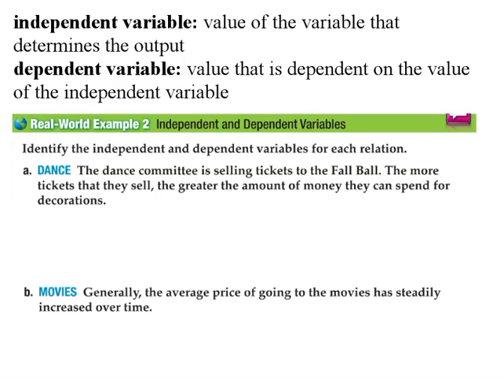An independent variable is the value of the variable that determines the output. So it's the one that you plug in. The dependent variable, on the other hand, depends on the value of this independent variable.